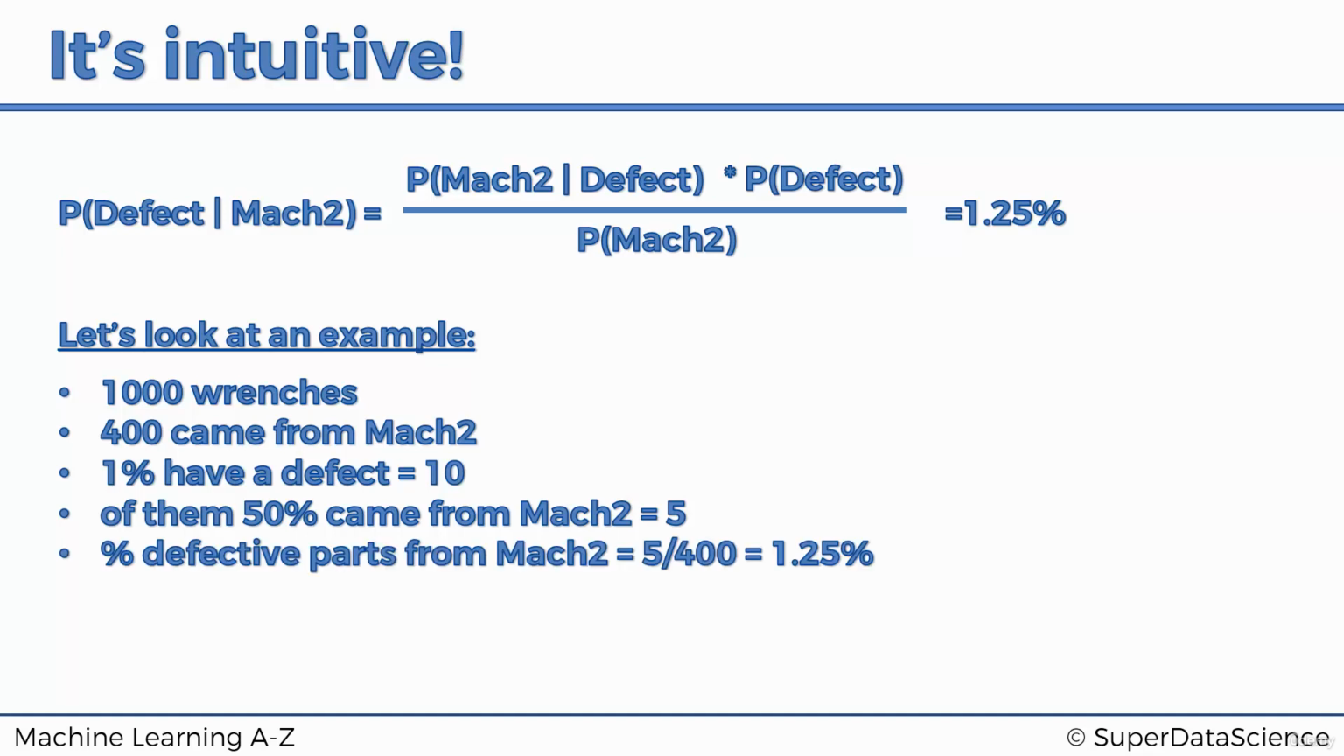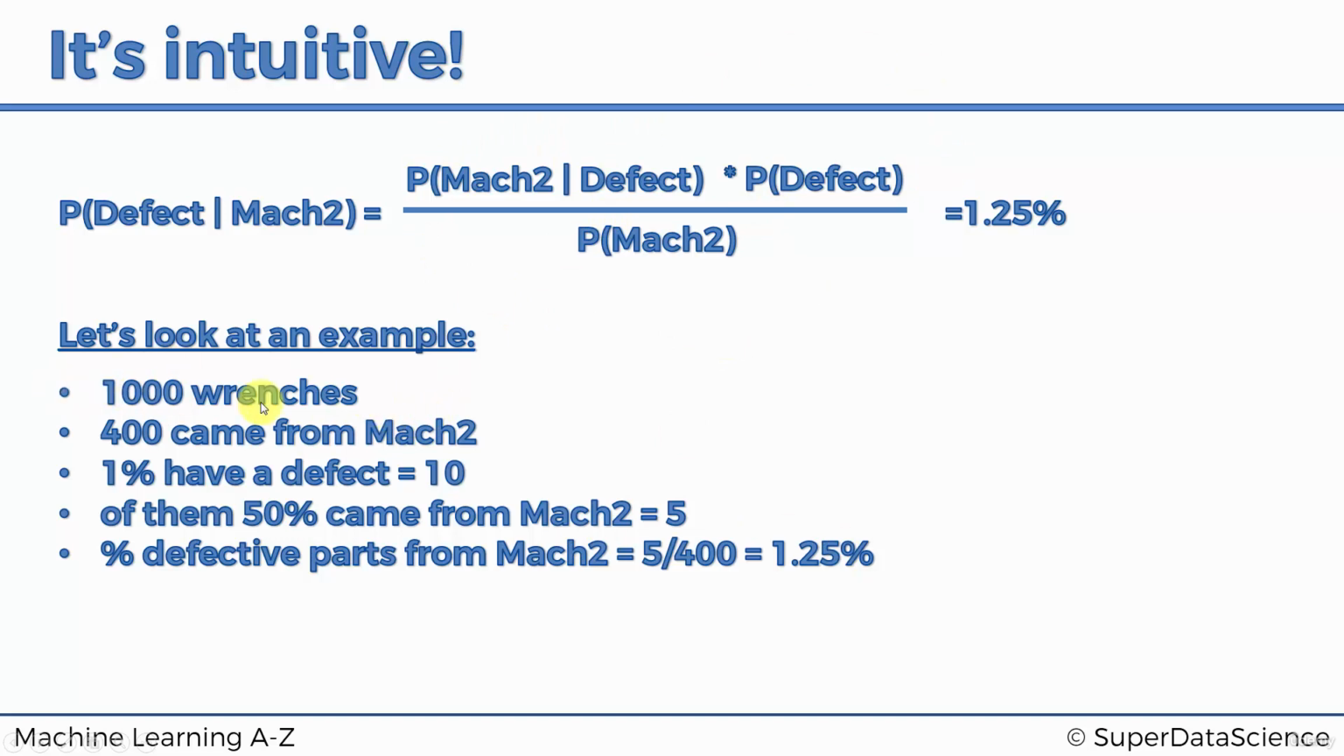So the question is, what is the percent of defective parts from machine 2? It's very easy now, because we know how many defective wrenches came from machine 2, which is 5, and we know how many wrenches came from machine 2, which is 400. So all we have to do is divide 5 by 400 and we get 1.25%. So we get the same answer. Not only that, we actually performed exactly the same process.